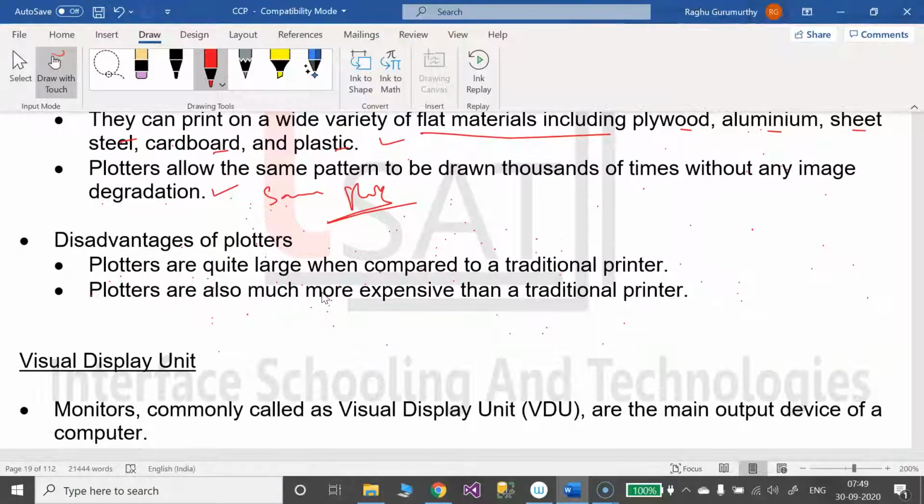Disadvantages of a plotter: they are quite large. Of course, if we need to do large printing, the machine is also a bit large. Plotters are also much more expensive than traditional printers. Of course, that is right.